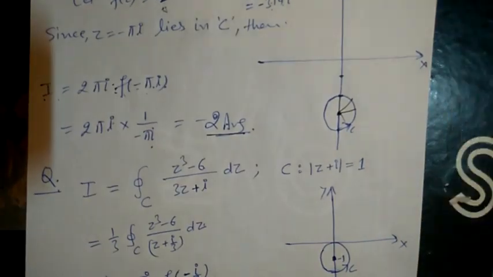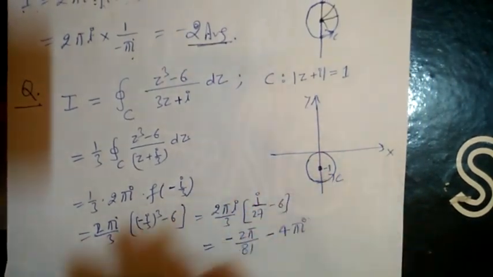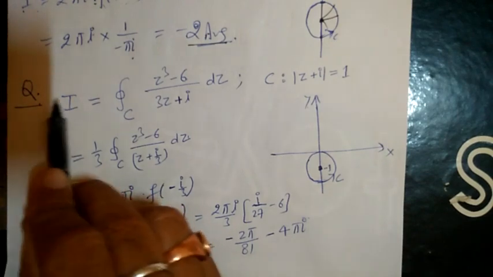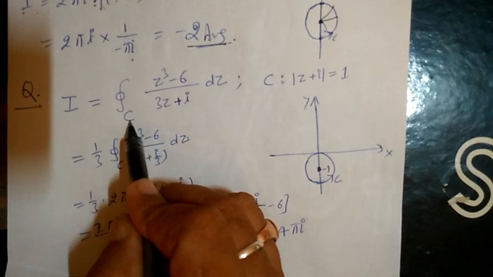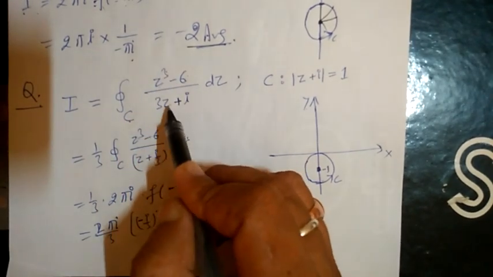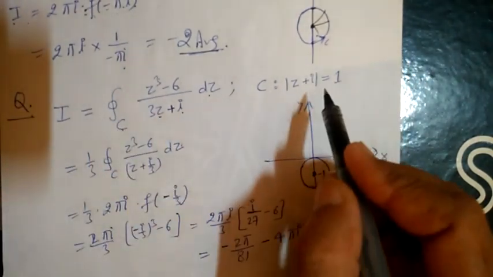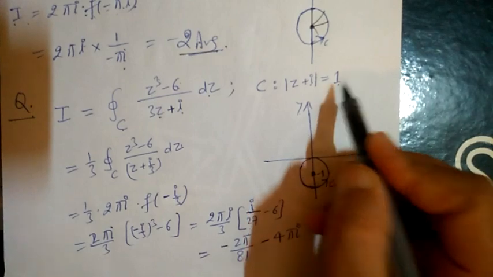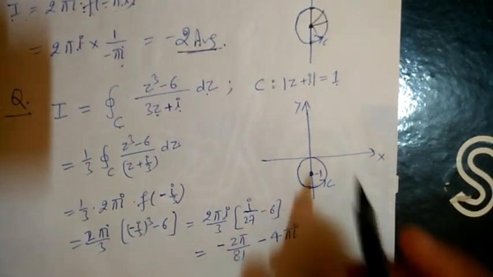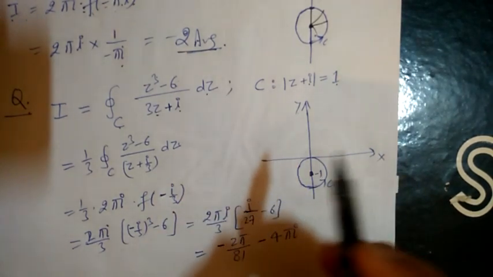Now let us take the third problem based on complex integration. Evaluate the value of the integral I equal to the line integral along a closed contour C of z cubed minus 6 upon 3 z plus iota dz, where this closed contour C has center minus 1 minus iota and radius 1. So first of all, compute the graphical representation of the closed contour C.